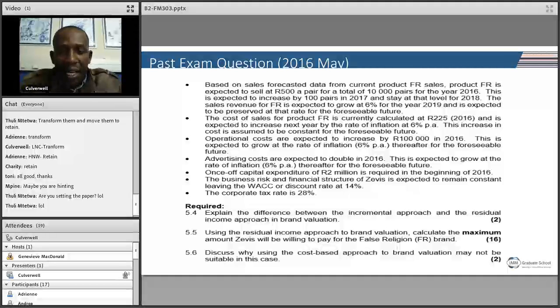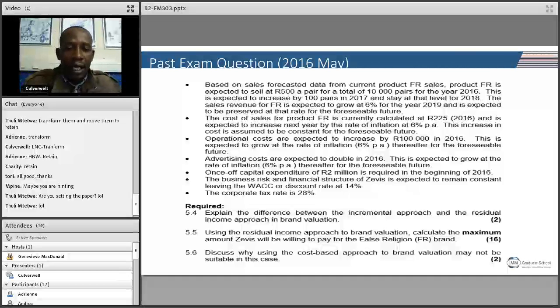The business risk and financial structure of service is expected to remain constant, leaving the weighted average cost of capital or discount rate at 14%. So our weighted average cost of capital, our discount rate, is going to remain at 14%. What if the statement said the business risk and financial structure of service has increased because of increased risk, they are bringing in a new product, it's moving to 16%. In case they do that, it goes without saying your discount rate in this calculation is going to move to 16%. But in this regard, it's going to remain exactly the same. We're going to use 14%.